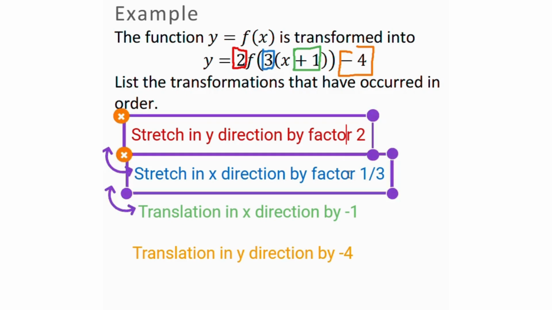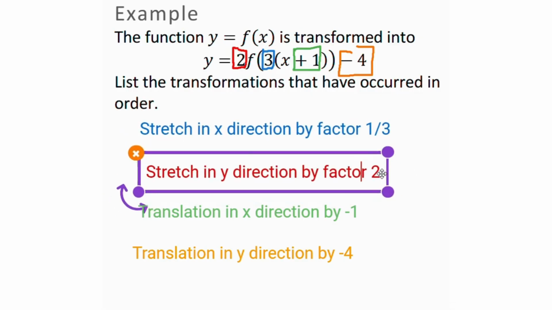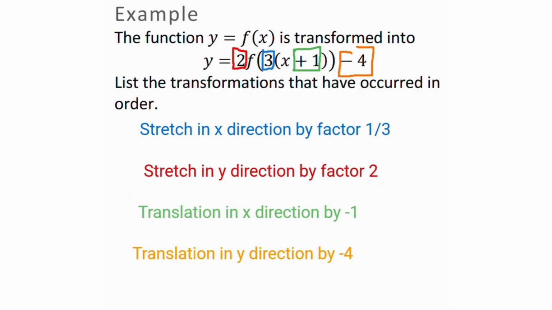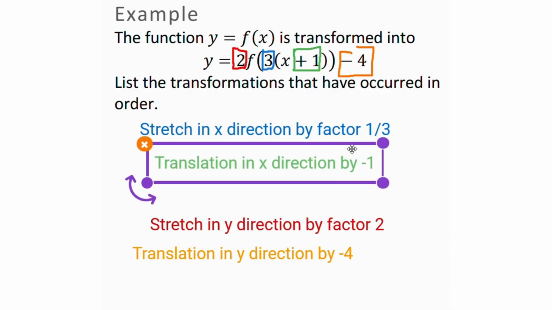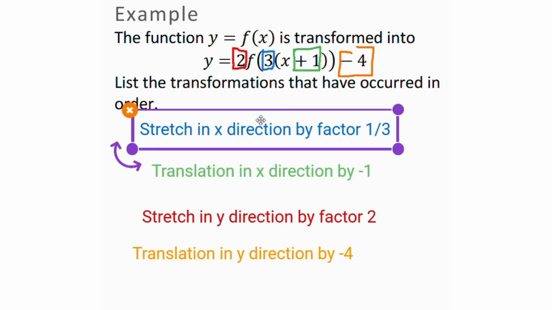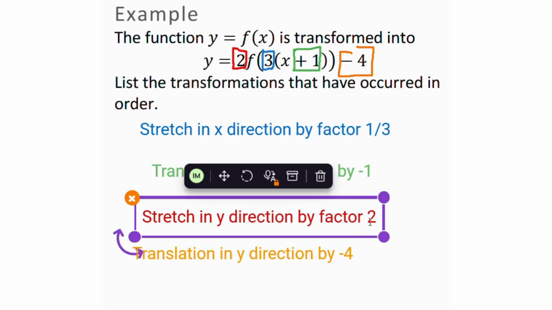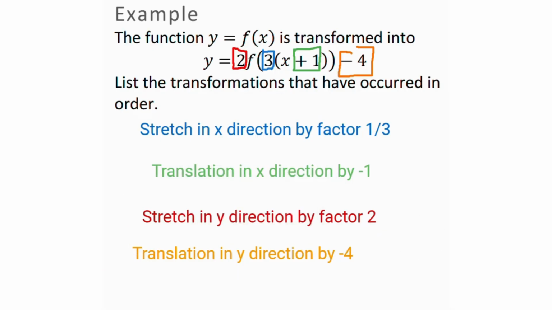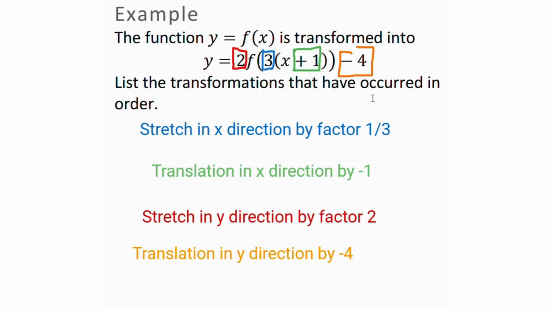We could also have swapped these two around. That would also be correct because the stretches are happening before the translations. We could also have done something like this, where the horizontal stretch happens before the horizontal translation and the vertical stretch happens before the vertical translation. That would also be correct. Or we could switch both of these pairs so that the vertical stuff happens before the horizontal stuff. That would also be fine.